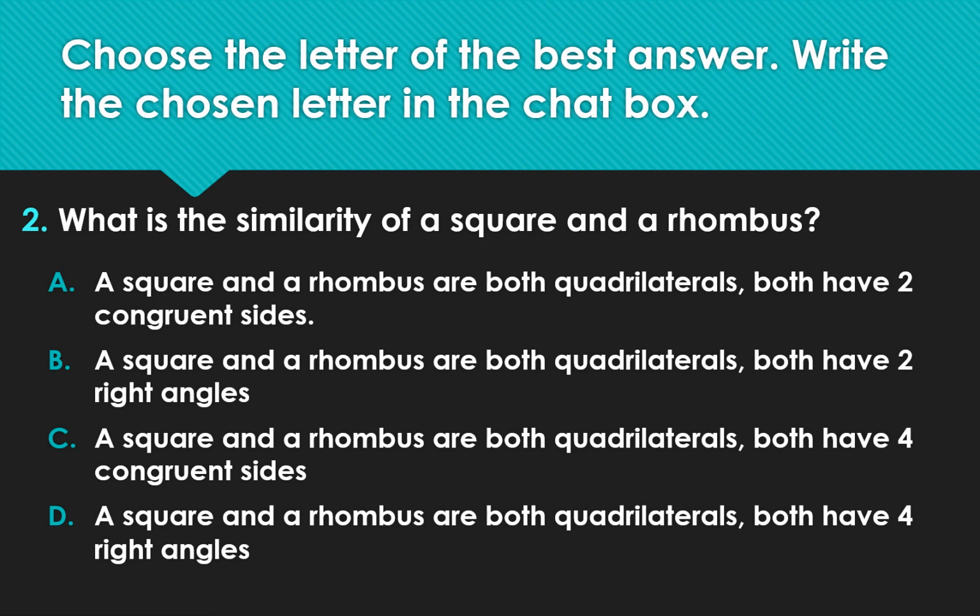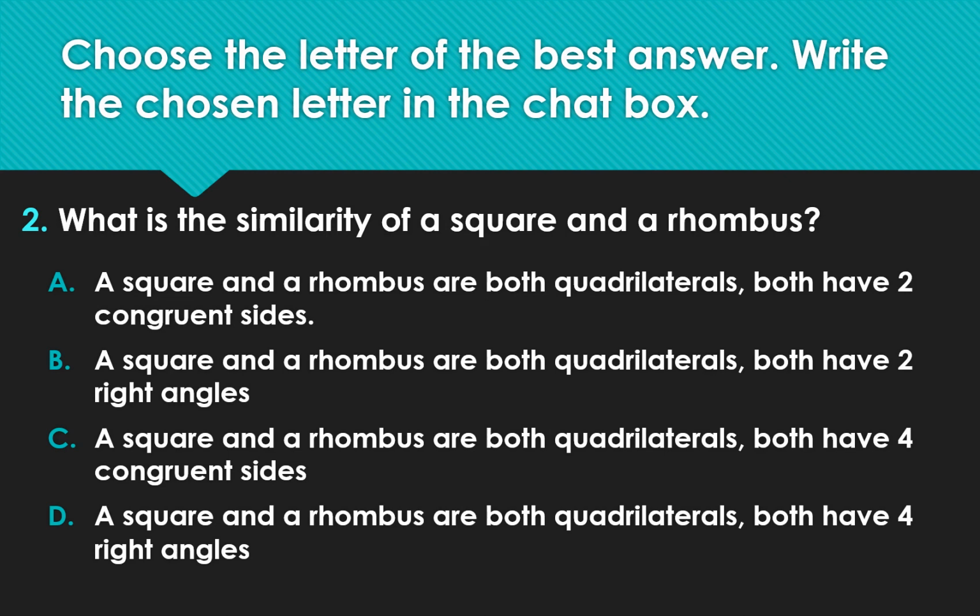Again, for number 2, what is the similarity of a square and a rhombus? A. A square and a rhombus are both quadrilaterals. Both have two congruent sides. Letter B. Both have two right angles. Letter C. Both have four congruent sides. Letter D. Both have four right angles.